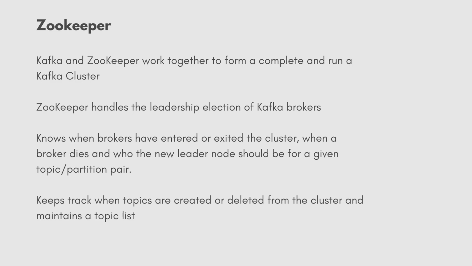So Kafka and Zookeeper work together to run and complete a Kafka cluster, right? Zookeeper handles the leadership election of Kafka brokers. So we talked about how there's one broker that serves as the controller, and Zookeeper handles that leadership election of which broker is the leader, right? Is the controller. Zookeeper knows when a broker has either entered or exited the cluster. So if anything breaks or if anything was added on, it knows.